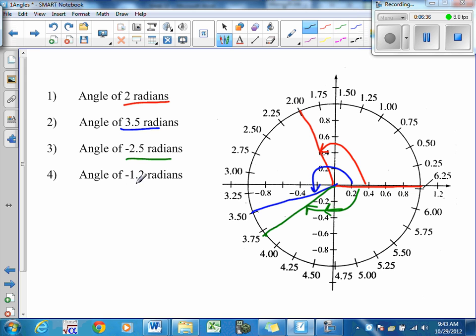Last one let's do is a negative 1.2. 1.2 is about right here, drop straight down, it's about right there, so right there is a negative 1.2. So you can see our angle is just determined by our distance around the circle.